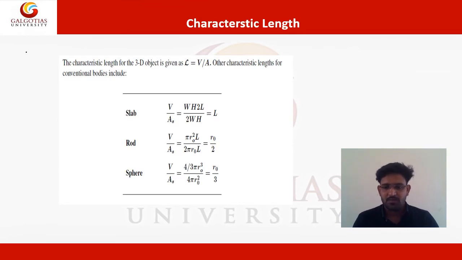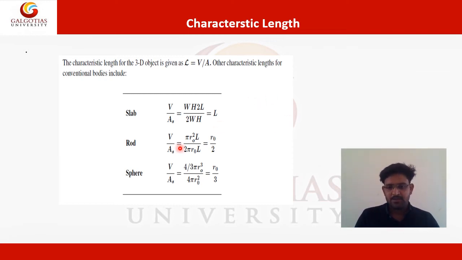Now you have come across a term, that is characteristic length. The characteristic length for a 3D object is given as L equal to V divided by A, where V is the volume and A is the surface area. So suppose that we have a slab. For the slab, V divided by surface area. That's a slab whose length is L, height is H, width is W. So what will be the volume? Volume is going to be LHW. And what will be the surface area? Surface area is going to be W times H. So the characteristic length you are getting is L.